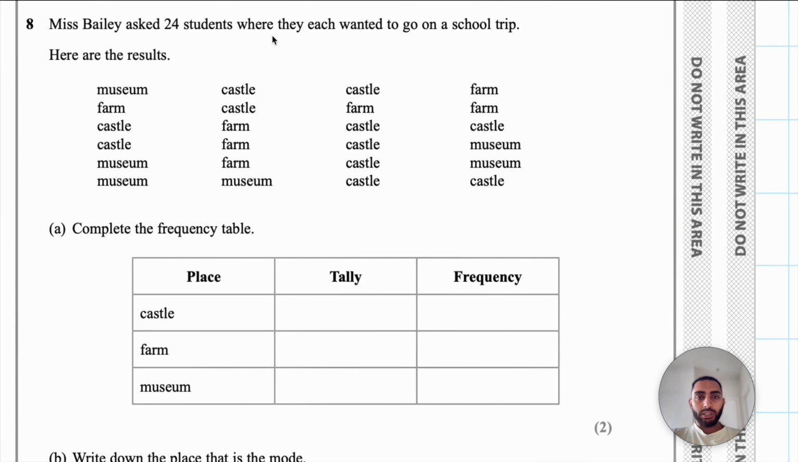Question 8. Miss Bailey asked 24 students whether each wanted to go on a school trip. Here are the results. Complete the frequency table. I've got castles, farms and museums. I'm going to do my castles first. I've got 1, 2, 3, 4, 5, 6, 7, 8, 9, 10 and 11. So I'm going to write 11 as my frequency, and I need a tally chart where I have bars of 4 and a gate with 5. So that's 5, that's 10 and that's 11.